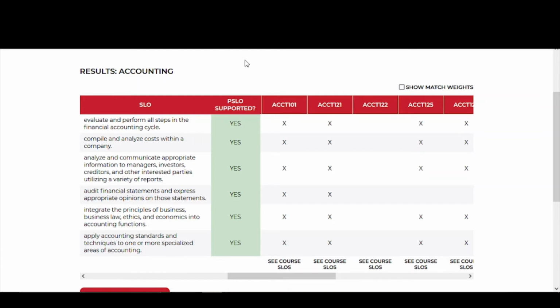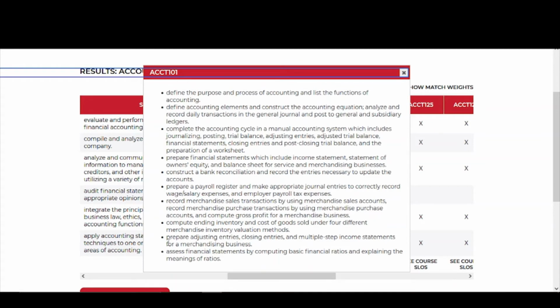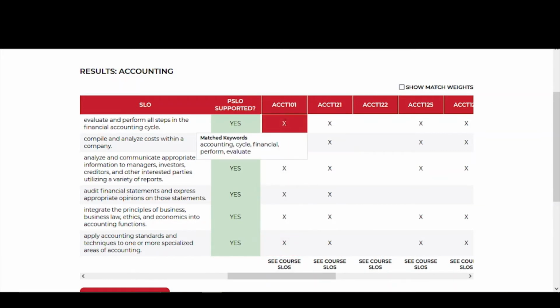And then when it's all done with that, say for example here, it's going to find all of the synonyms for every word in this sentence, all of the synonyms for every word in all of these student learning outcomes, and it's going to see how well it matches. So let's see how well it does match.